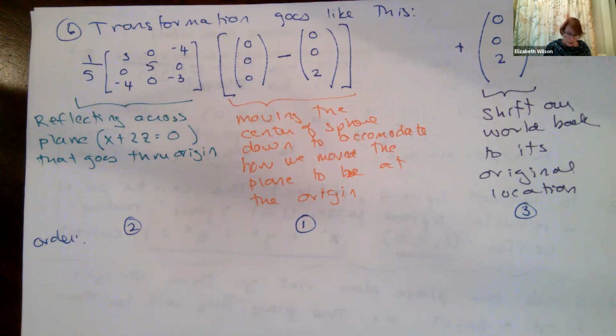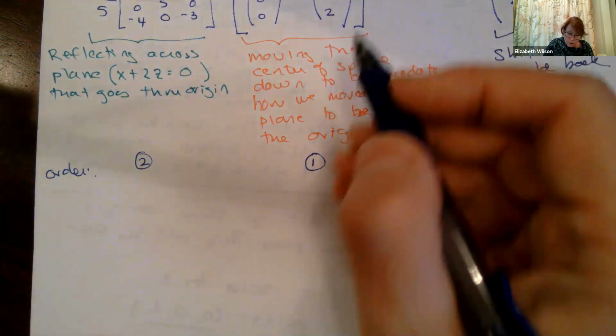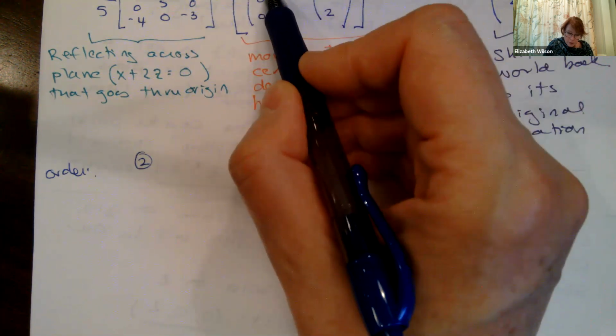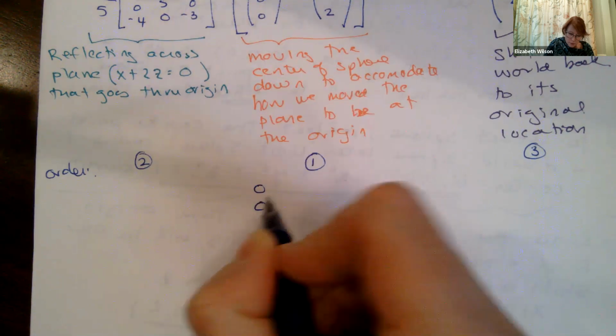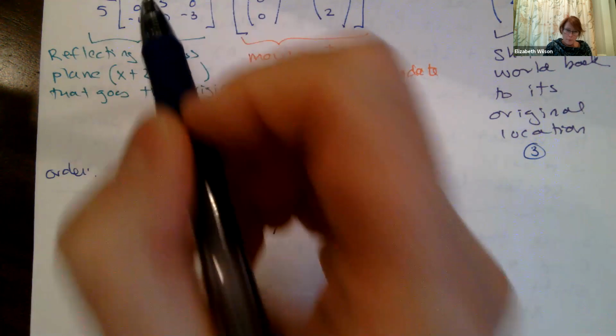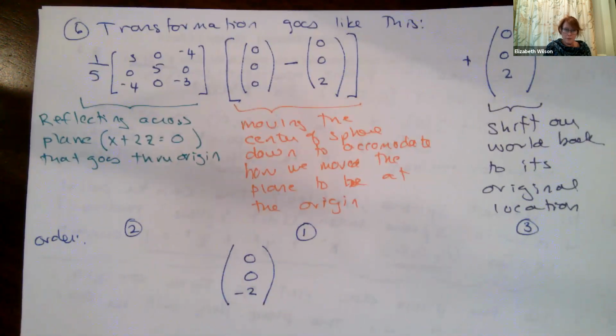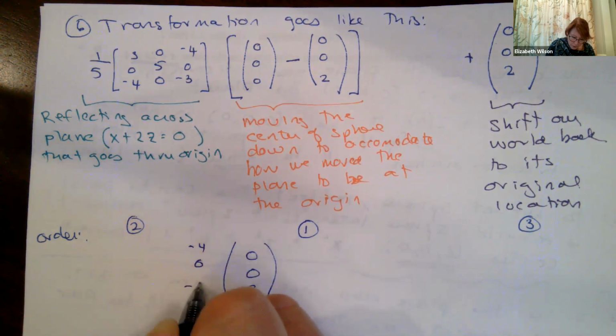Okay, so let's go ahead. I'm going to do this part first. So 0 minus 0 gives me a 0. 0 minus 0 gives me a 0. 0 minus 2 gives me a minus 2. I need to multiply that by my reflection matrix. So that's going to look like this.